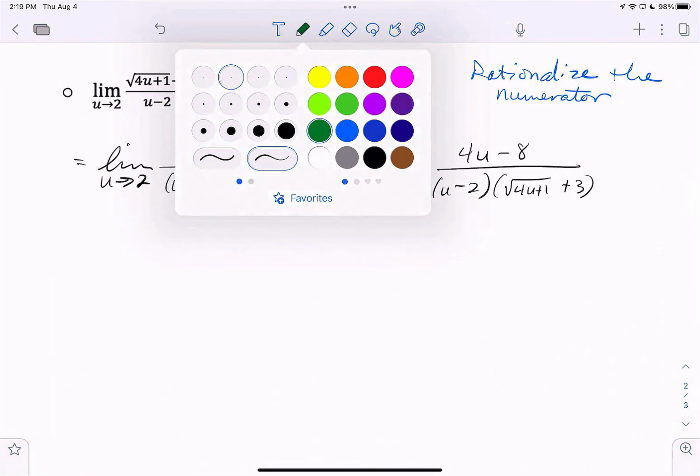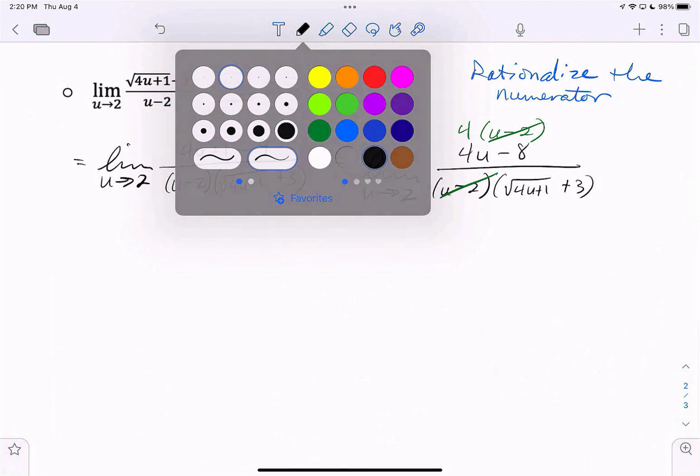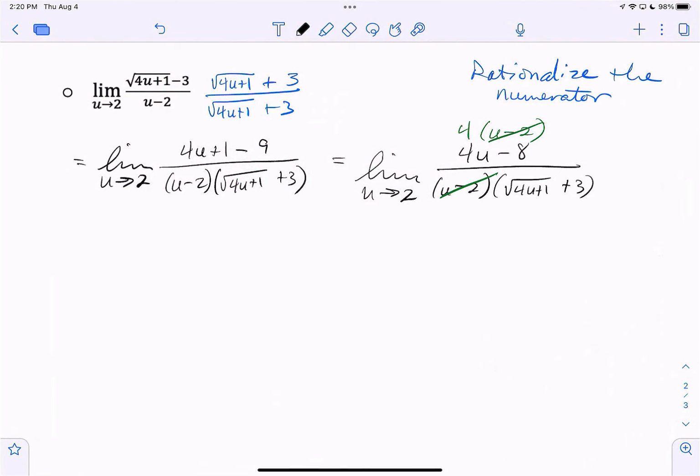Now, as a little note to myself, I see I can factor the 4 out of the numerator, and I'm left with u minus 2. And look at that, the u minus 2 divides out. So the thing that's making the denominator equal to 0 divides out. That's what we're looking for when we are working with these. So I end up with the limit as u approaches 2 of 4 over the square root of 4u plus 1 plus 3.